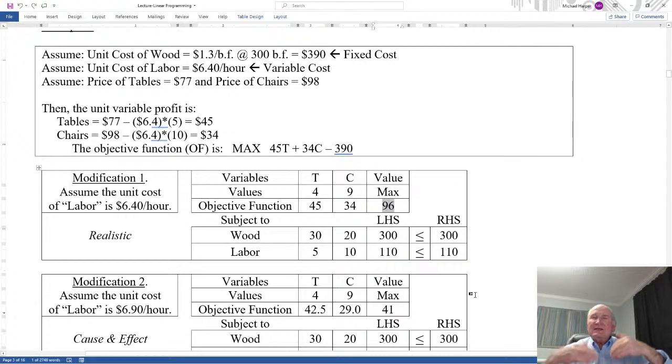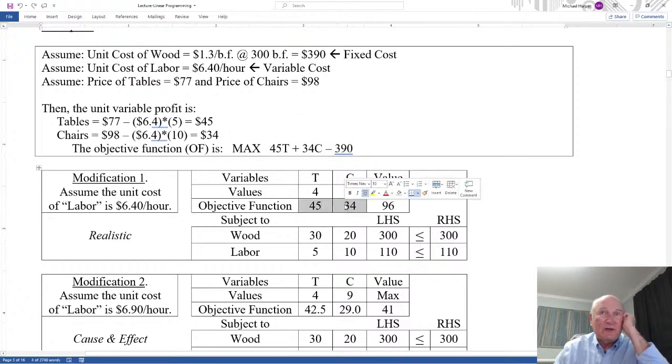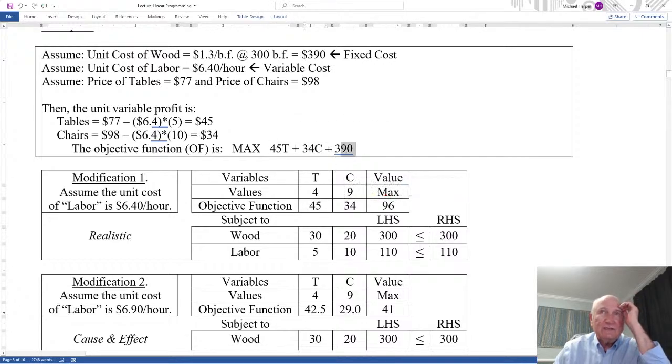Now, I'm not going to be running Excel again. I'm just going to say I'm going to put these in there, and I'm going to run it. In other words, the 45 and 34 are put here. Those are my coefficients. This equation is put here. I run this thing. I say solve, and it'll solve it. And there's my 4 tables, 9 chairs, and $96.